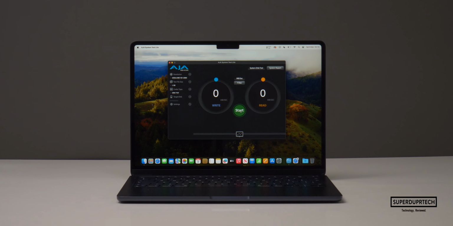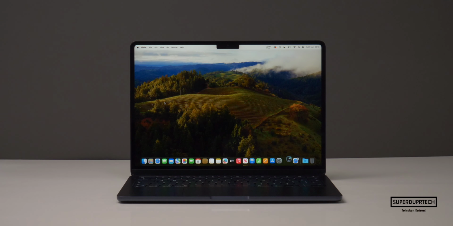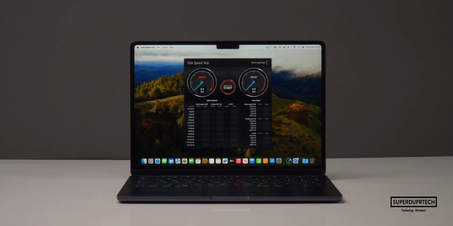compared to this MacBook Air score of 9,777. I then wanted to see how the internal SSD in this MacBook Air would perform, so I ran a number of different disk speed tests. Starting off with the AJA System speed test, I got write speeds of 2,880 megabytes per second with read speeds of 2,558 megabytes per second.